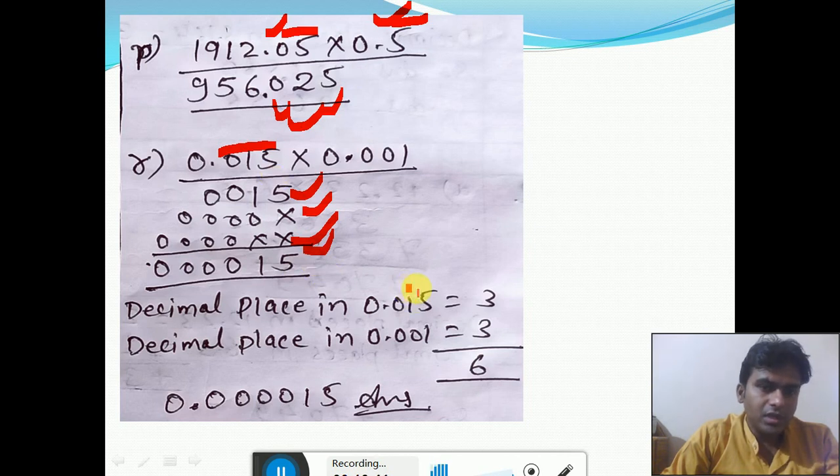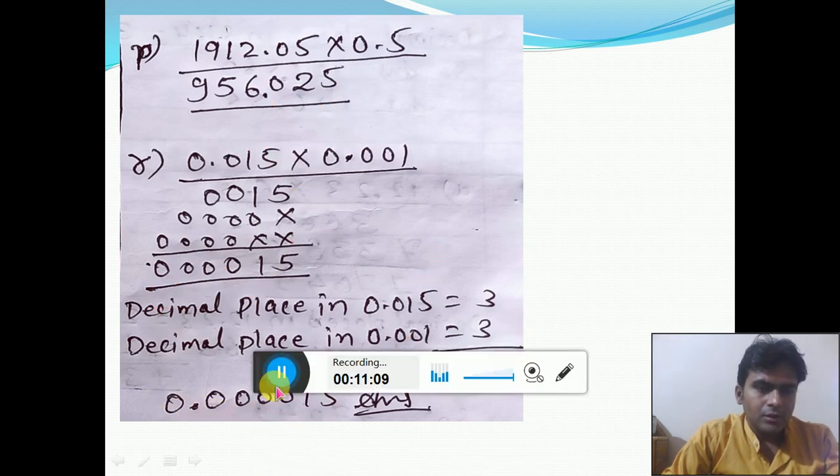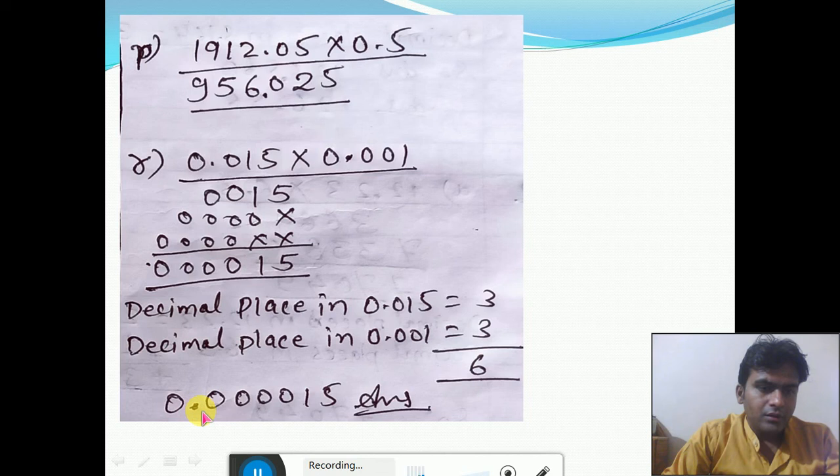In the first number the decimal place is after 3 places, and in the second number also the decimal point after 3 places, so total 6 places. So from the right side: 1 place, 2 3 4 5 and 6. So after 6 places I put the dot. If there is no number before the dot, then we can write 0. So I have written 0. So the answer is 0.0000 4 times 0 15. That is your answer.